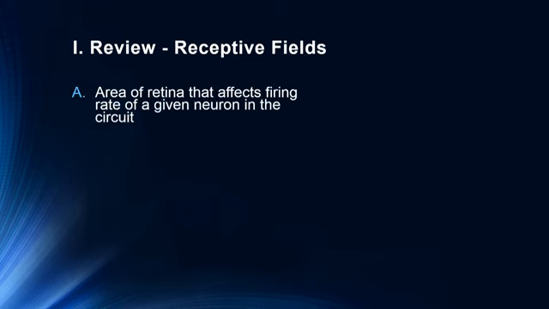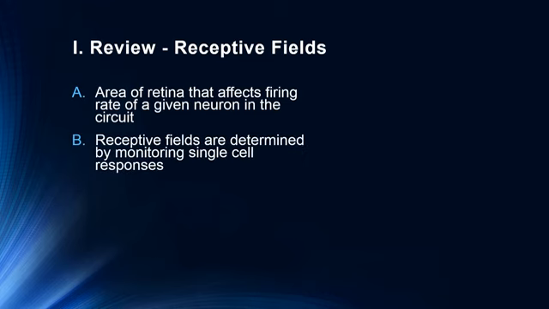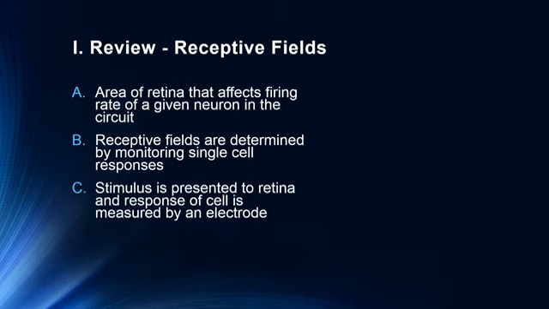It's just a reminder that the receptive field is an area of the retina that affects the firing rate of a given neuron in any circuit. So receptive fields are determined by monitoring a single cell's responses. When we start talking about the visual cortex, we're going to be talking about the specific shape of the receptive field, the orientation of the receptive field, as well as the location of the receptive field. If we present a stimulus to the retina, the response of that cell is then measured by an electrode or other process, primarily single cell electrode recording. That's how this work has primarily been done.